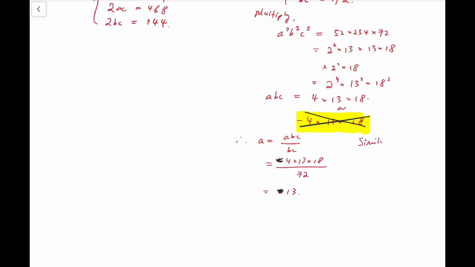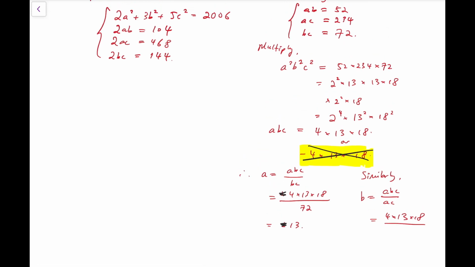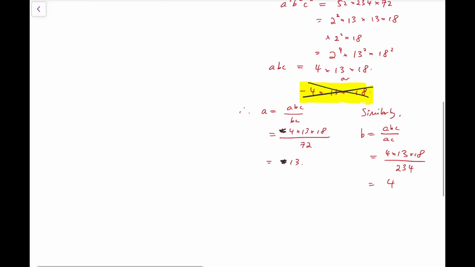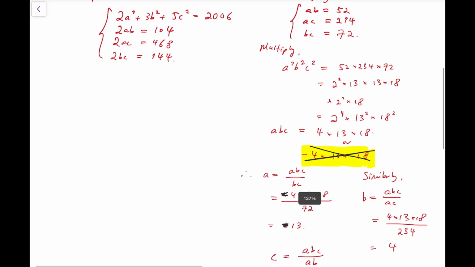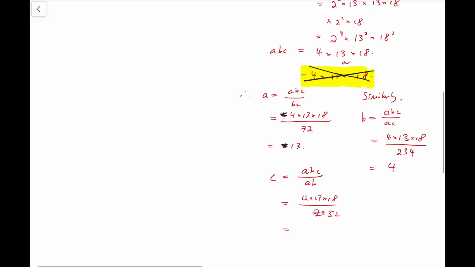Similarly, b can be this. So that means it's divided by 2, 3, 4, and that will give b to be 4. And so finally, c is equal to abc over ab, over 52 instead. And so that's 18. So that means a is 13, b is 4, and c is 18.